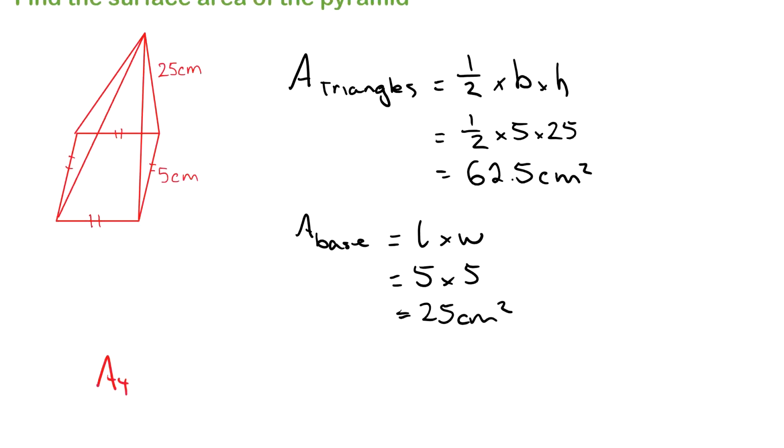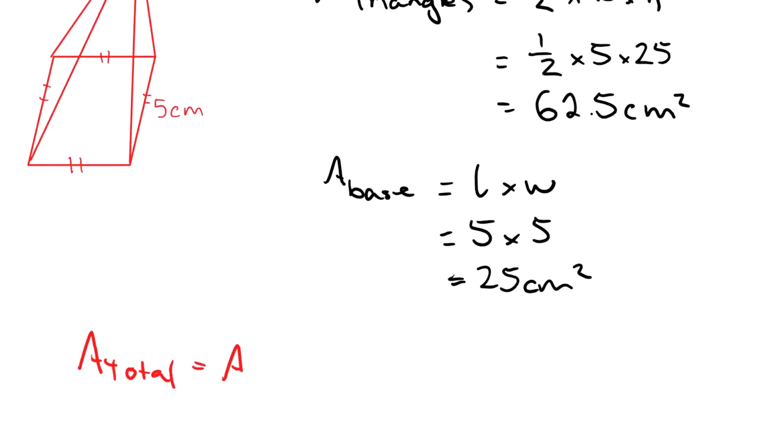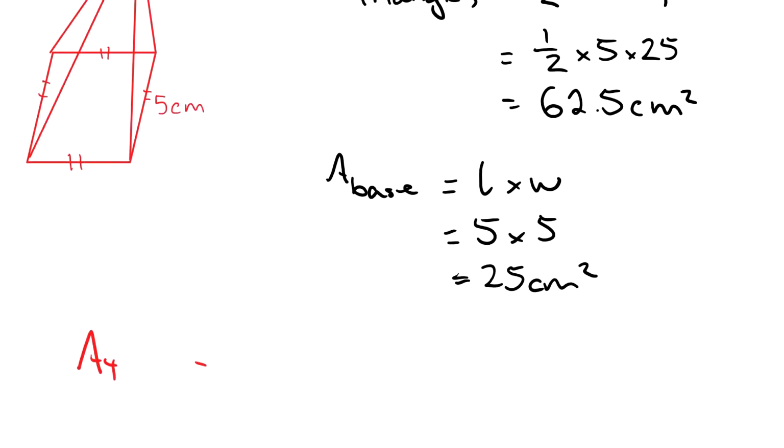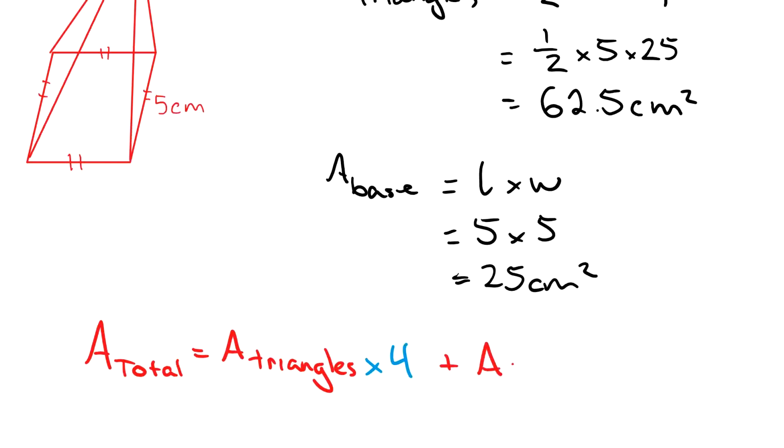Now that I've got them, remember our total. So area total will be area. Let me rewrite this a bit neater. Area total is going to be my area for the triangles multiplied by 4, because we have 4 exact triangles in this case, plus the area of the base.